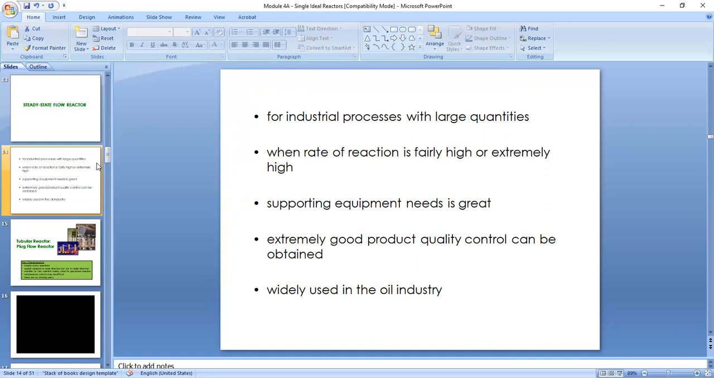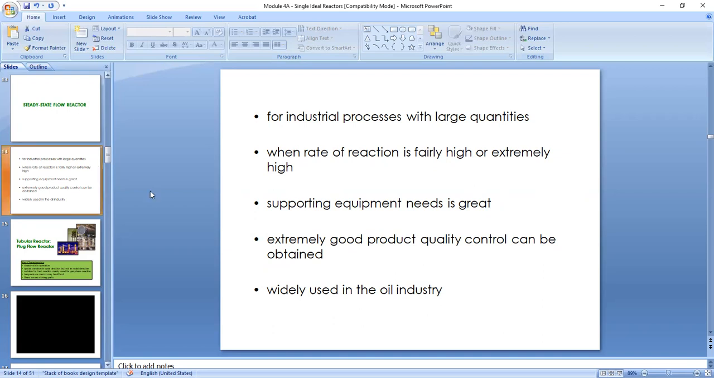However, in terms of design, there is a lot to consider when we talk about these continuously stirred tank reactors or your PFRs. We have extremely good product quality control here, meaning you can control the amount of product being produced. Actually, between the CSTR and the PFR, you will know as we go along which of the two gives a much higher percentage yield of the product.